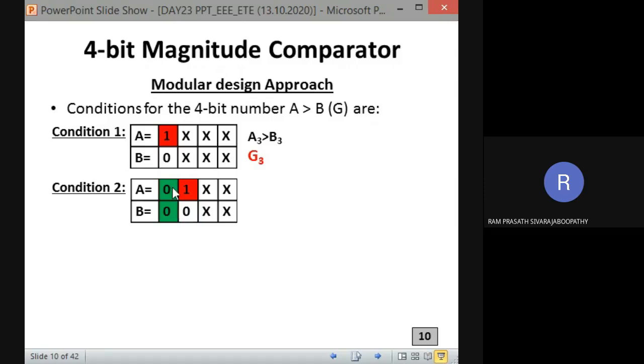What we came to say here is, if MSB bits are same, we have to compare the next bit. So how can we write the condition? If A3 and B3 are equal and A2 greater than B2, correct? Both conditions must be satisfied. If A3 B3 are equal and A2 is greater than B2, that time also A is greater than B. Is it clear for all of you?